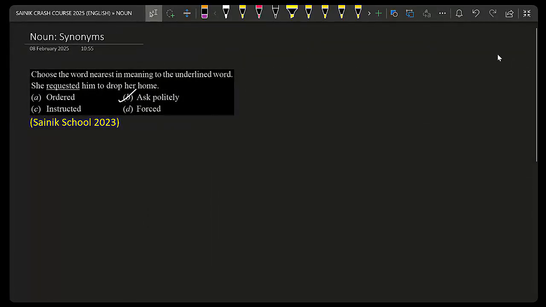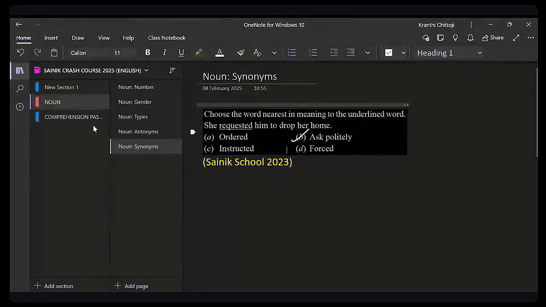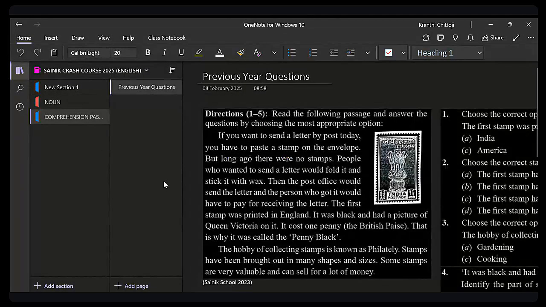About nouns, we discussed a few types like proper noun and common noun. In nouns we also discussed gender, with types masculine, feminine, common gender, and neuter gender. We discussed number also, singular number and plural number, and collective nouns. Now we are going to start a new topic in English, that is comprehension passage.